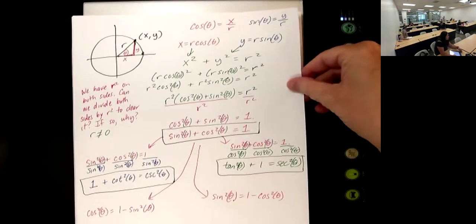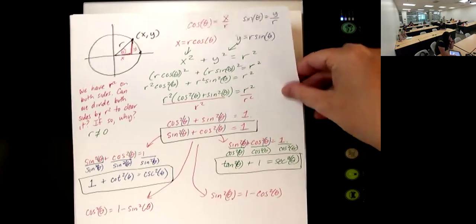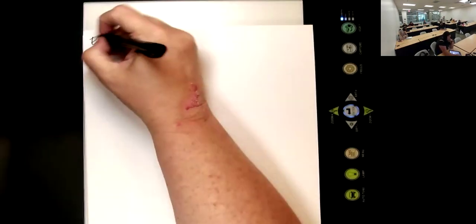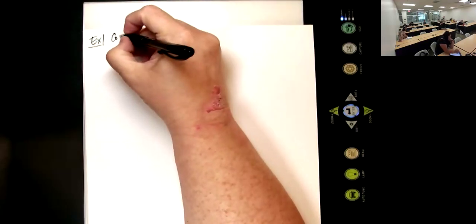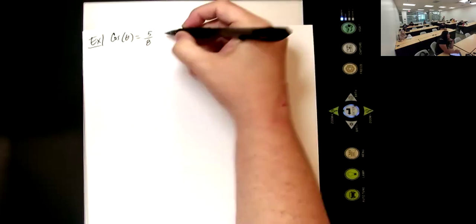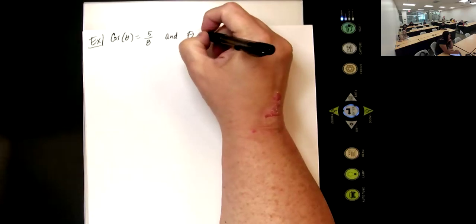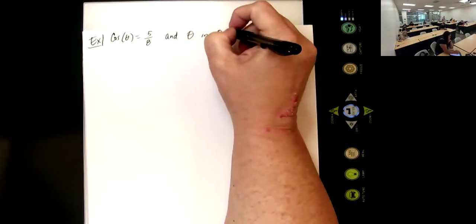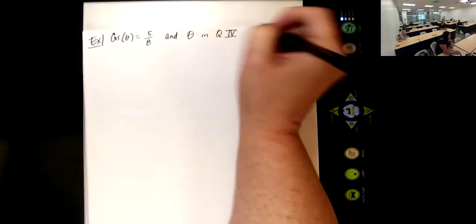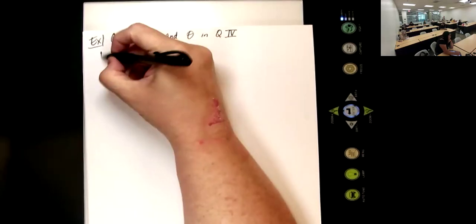Does anyone need this up longer? I don't know if you're actually writing notes or copying what I'm doing or making notes to yourself. Okay. So let's say, as an example, cosine theta is 5/8, and theta is in quadrant 4. Find the following function values.